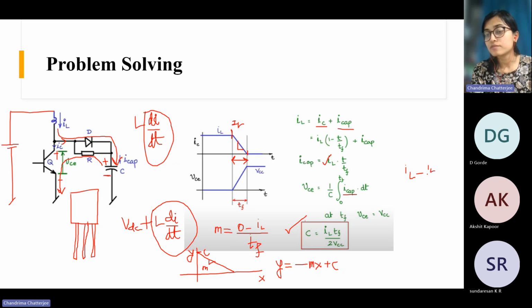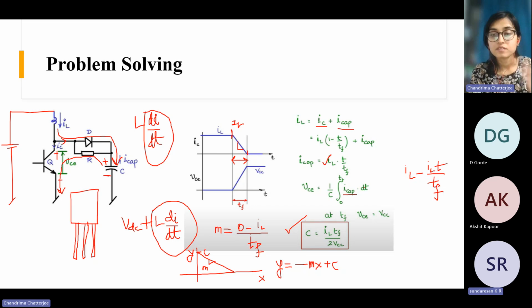If you take IL common, then you will get IL into 1 minus T by TF. Sorry, here it will be T. So IL into T by TF, right?